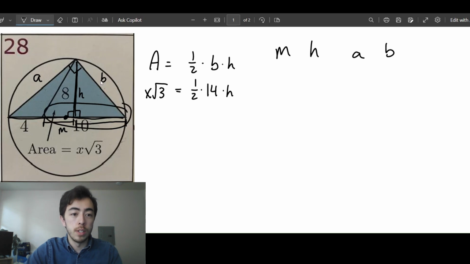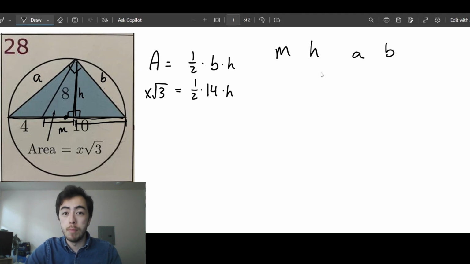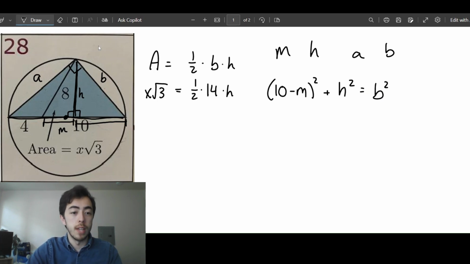This length right here was a 10 from the problem statement. So if I take 10 and subtract away my m, I'm going to get my base length right there. So (10 minus m) squared plus h squared is equal to b squared. So that's one Pythagorean theorem down.